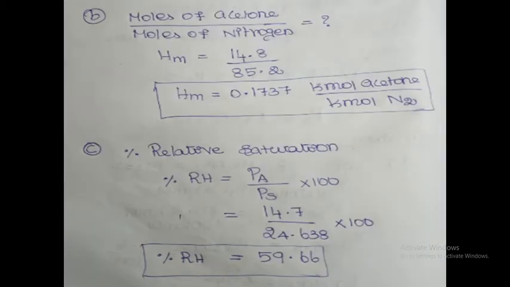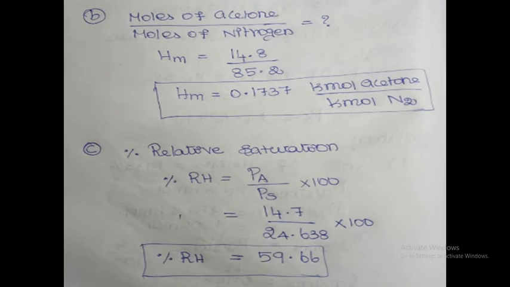Second division: moles of acetone per moles of nitrogen. So here that is equal to molar humidity. Already we have the number of moles of acetone and the number of moles of nitrogen. Substitute here and find the answer. Finally we get HM is equal to 0.1737. The unit of molar humidity is kilomole of acetone per kilomole of nitrogen. Acetone is A component, nitrogen is B component.